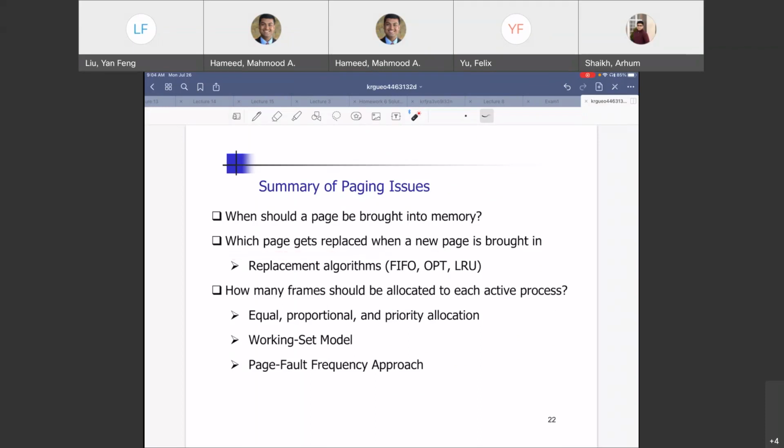Which page gets replaced and on what basis? We've talked about a few replacement algorithms: FIFO, the optimal, least recently used, and also second chance FIFO and approximate LRU. Those were the algorithms that we talked about for page replacement. And then today we talked about how many frames you allocate for a process, and what you are going to base it on: equal allocation, size proportional allocation, proportional to the priority of the process, the working set model, and the last one was to monitor the page fault rate for a process. So that completes our discussion on pages.